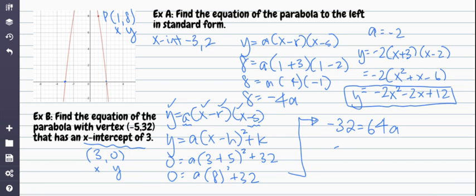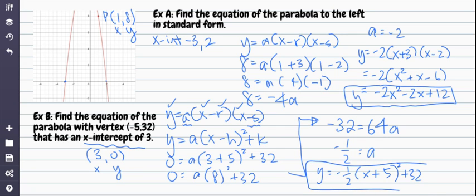So -1/2 is equal to a, because -32 divided by 64 will be -1/2. Now the question says find the equation. It doesn't say I have to find the standard form equation, so I can just use the vertex form because that's good enough. y equals -1/2(x + 5) squared plus 32. There we go. I've got my equation.